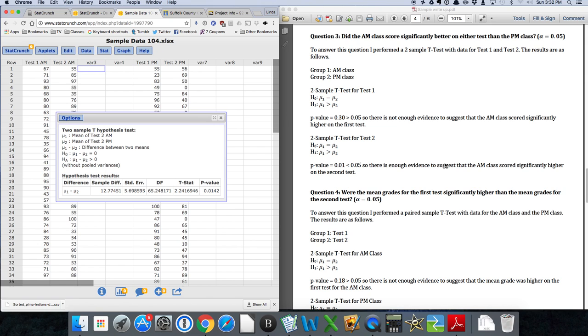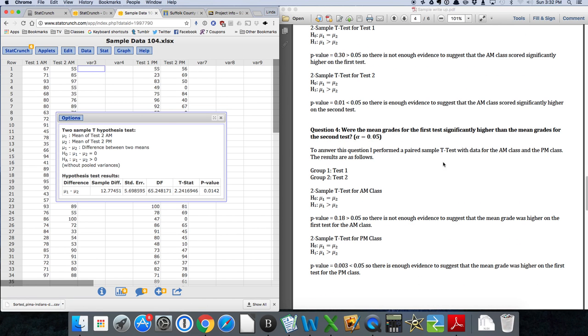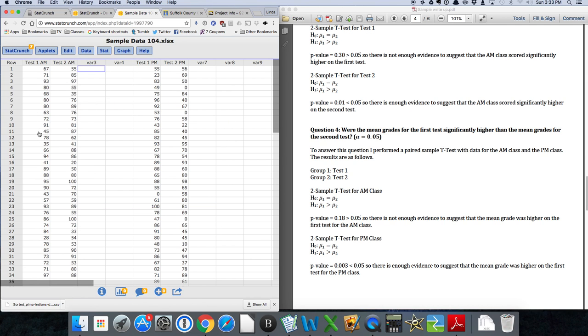Now the next question is, were the grades for the first test significantly higher than the grades for the second test? To answer this, I have to flip around my variables. I'm going to perform a paired sample t-test, because now I'm comparing within a class. So I'm going to get rid of this because now I have to do a different test. What I want to know is, are the grades over here significantly higher than the grades over here? Did the students from my AM class do better on the first test than they did on the second test? And then I'm going to repeat that for the PM class.